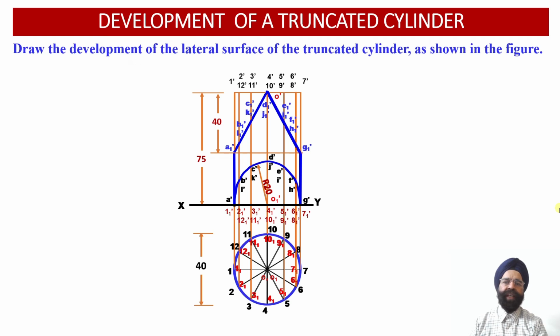Now here we have been provided with a truncated cylinder which has been cut by multiple cutting planes. We can see that here we have a right cylinder with a base diameter equal to 40 millimeter, and this cylinder is resting on the horizontal plane on its base, and it is being cut by multiple cutting planes. The height of the cylinder happens to be 75 millimeter. With this information, we are required to obtain the development of the lateral surfaces of this truncated cylinder.